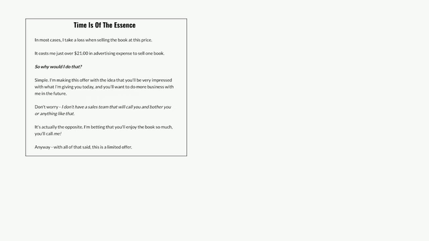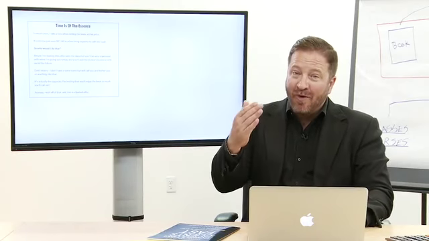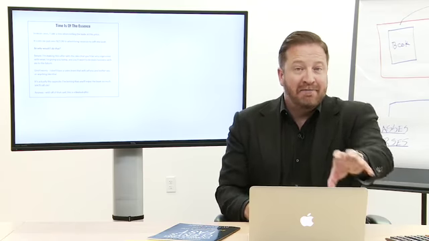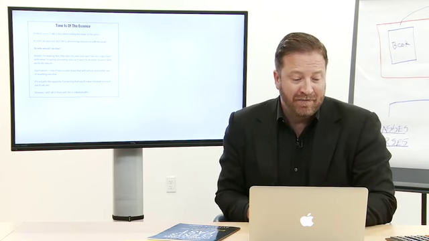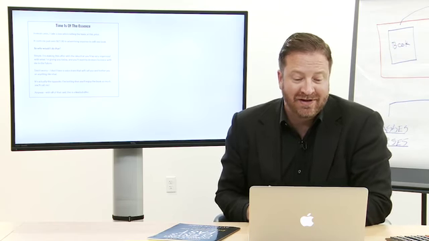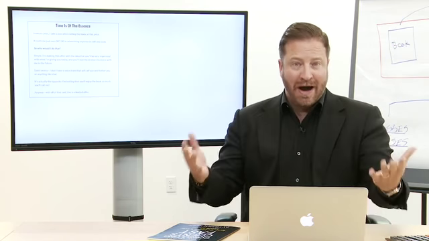So you'll notice right down in the letter I say time is of the essence, right? In most cases, I take a loss when selling the book at this price. It cost me just over $21 in advertising expense to sell one book. So why would I do that? Now remember, a second ago, I was like, hey, we still have some more work to do in addressing that skepticism. I'm doing it right here, but I'm also introducing why they should order now. So I'm saying, hey, it cost me over $21 in advertising expense to sell one book. Why would I do that?